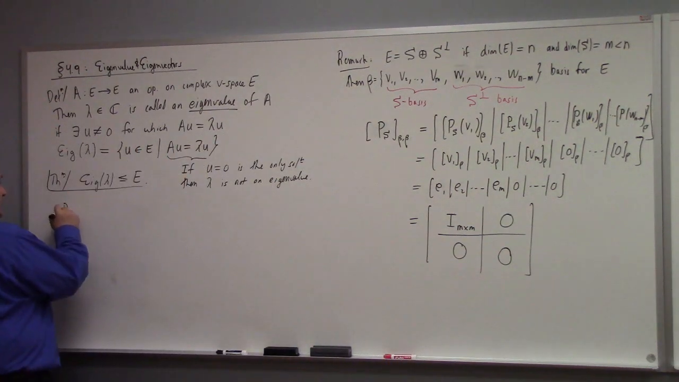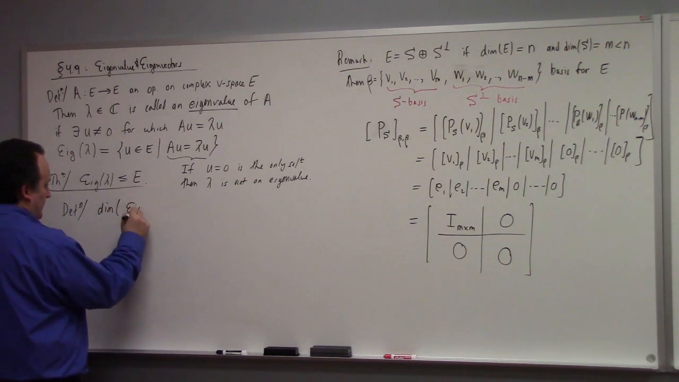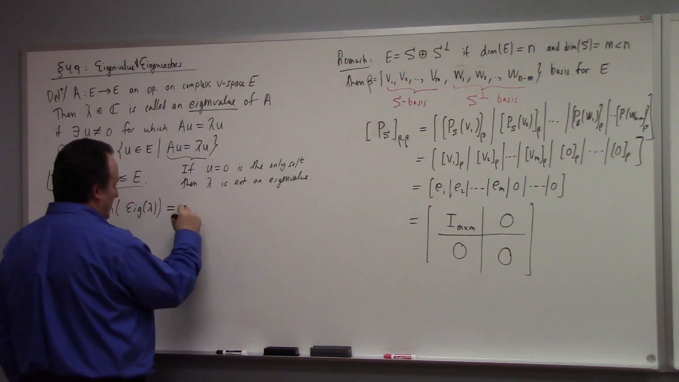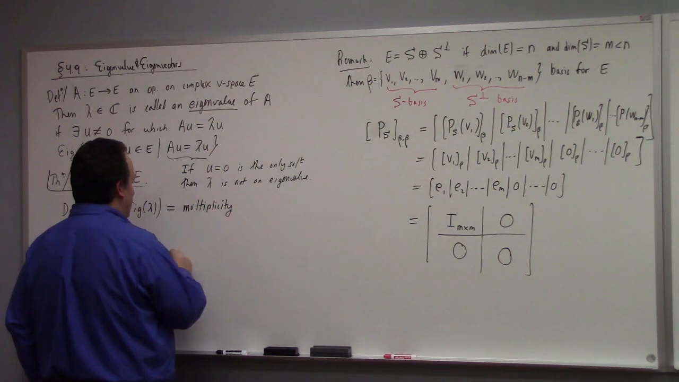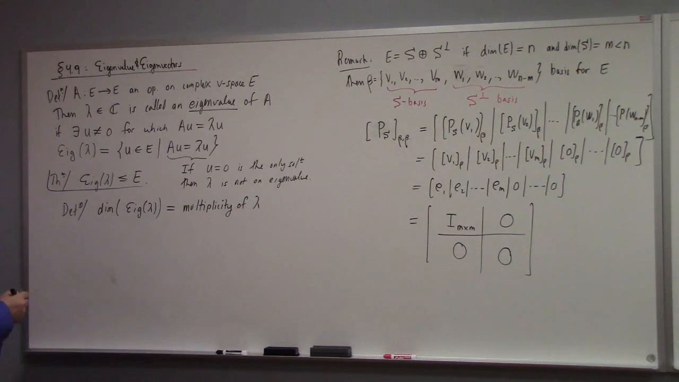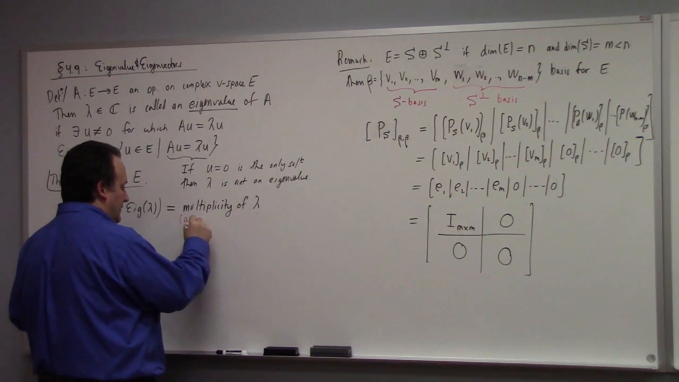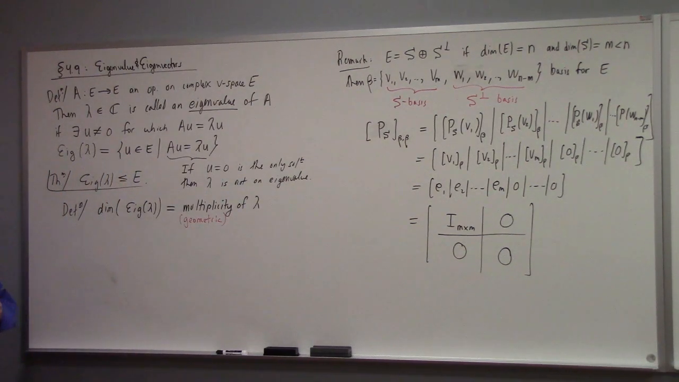So, definition: the dimension of the eigenspace of lambda is equal to the multiplicity of lambda. I will say here, I'm not totally in favor of this language. I would prefer to call this the geometric multiplicity. That's what I would call it in undergraduate linear algebra. It's the geometric multiplicity of lambda.